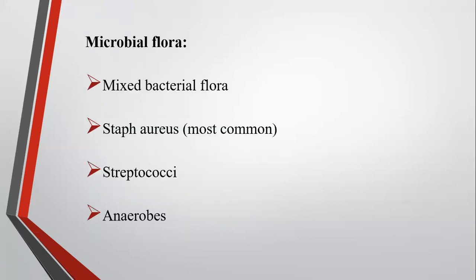Okay, now microbial flora. What are the causative agents which can lead to bacterial sialadenitis? The microbial flora includes mixed bacterial flora. The causative agent can be mixed bacterial flora, and most commonly Staphylococcus aureus. You should know for the exam that Staphylococcus aureus is the most common bacteria which could cause bacterial sialadenitis. Then there are streptococci as well, and anaerobes as well.